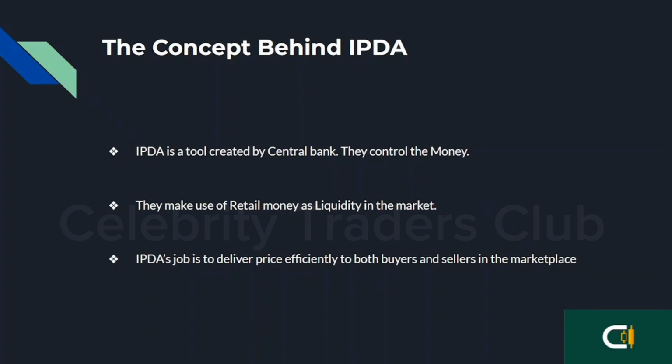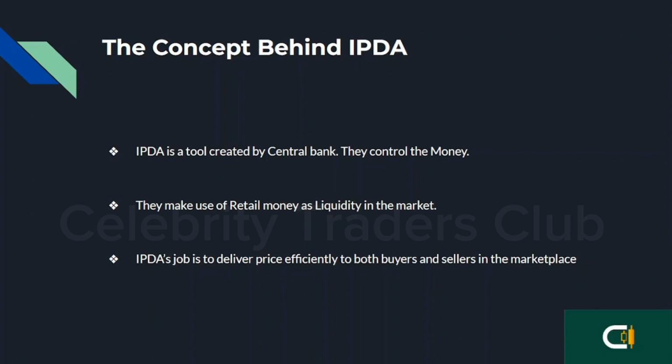Now, you need to understand that IPDA was created by the central banks for the central banks. Once you understand that the market was basically created for you to lose money, because if there are no traders losing money, the market literally can't flow. If there is no liquidity in the market, it literally can't flow. You understand me? So IPDA was created by central banks for central banks. They created this so that they can generate a whole lot of liquidity, and they do this because they control the money.